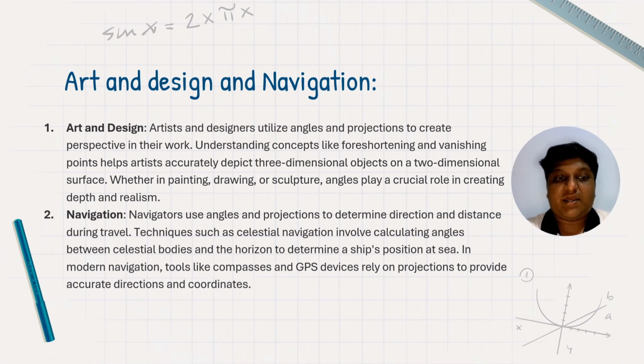When we come to navigation, navigators use angles and projections to determine direction and distance during travel. Techniques such as celestial navigation involve calculating angles between celestial bodies and the horizon to determine a ship's position at sea. In modern navigation, tools like compasses and GPS devices rely on projections to provide accurate directions and coordinates.